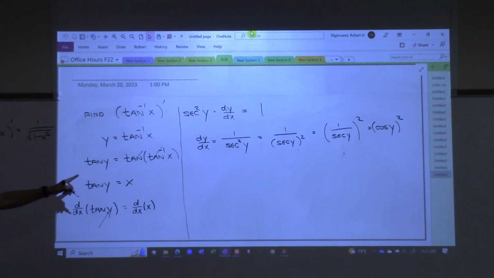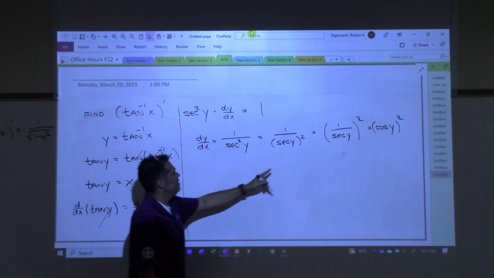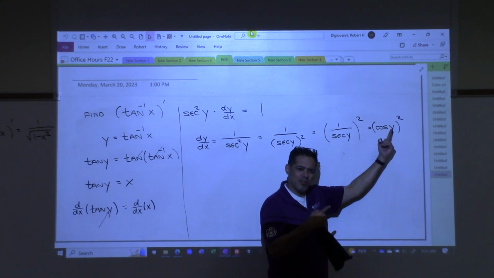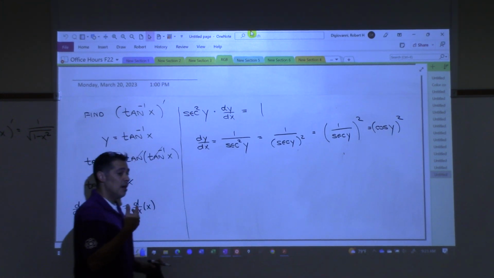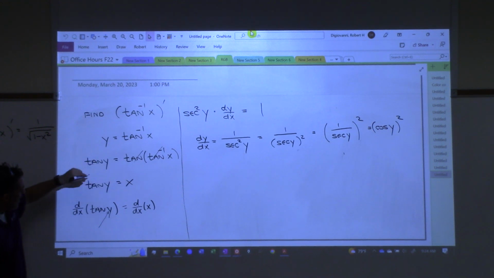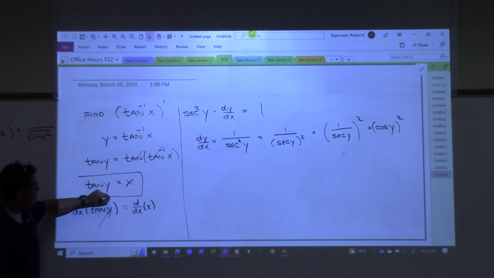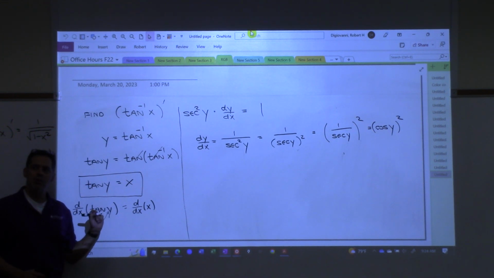So my answer, the derivative of inverse tangent of x, is cosine of y squared. See, our answer has y. I don't like that. I want it to have x. So I need now a reference triangle. The hard part is figuring out where your reference triangle comes from. It comes from the step right after this one. Tangent of an angle, tangent, SOHCAHTOA. Does everyone know what I'm saying, SOHCAHTOA?